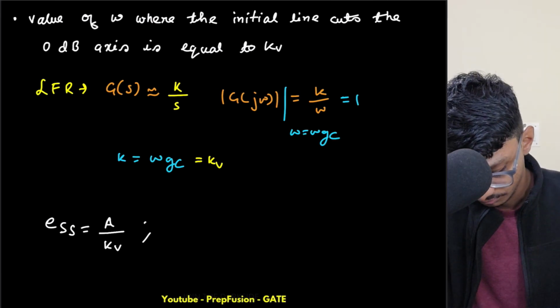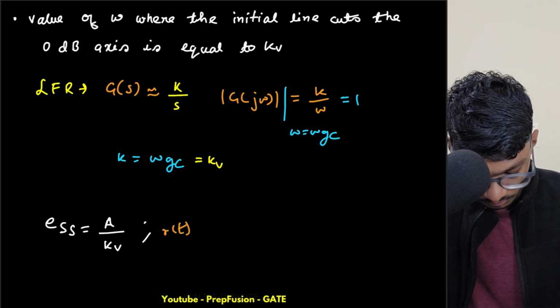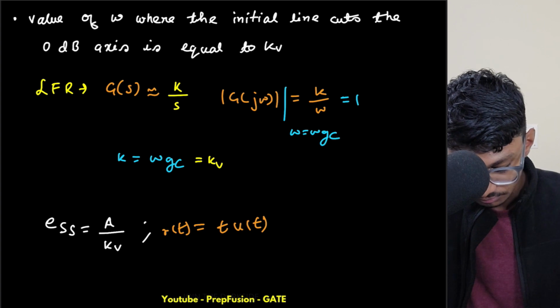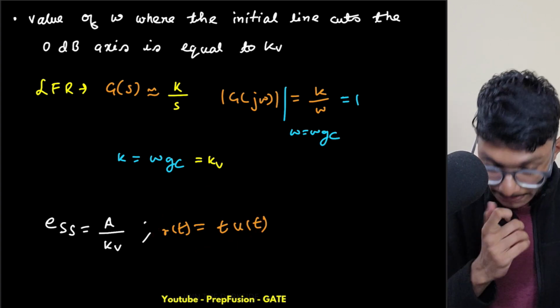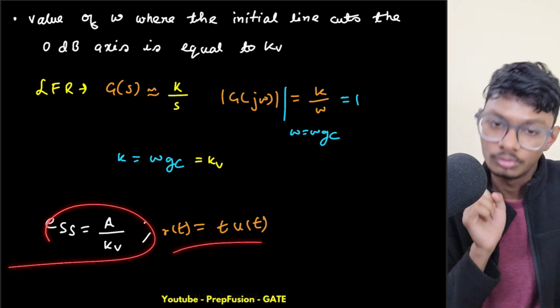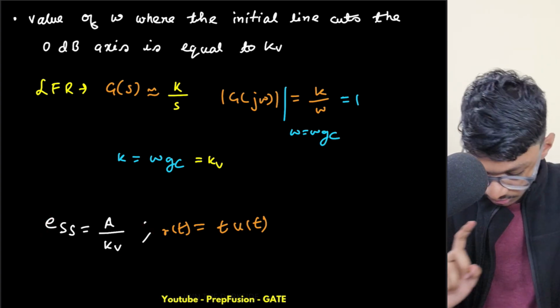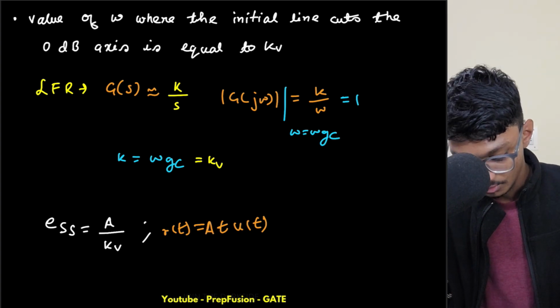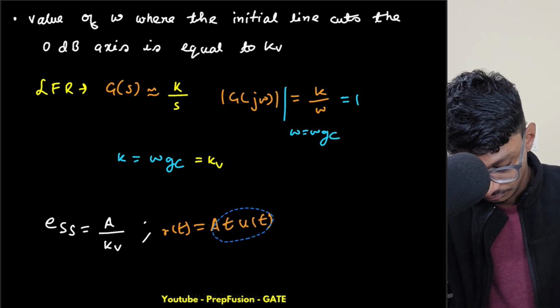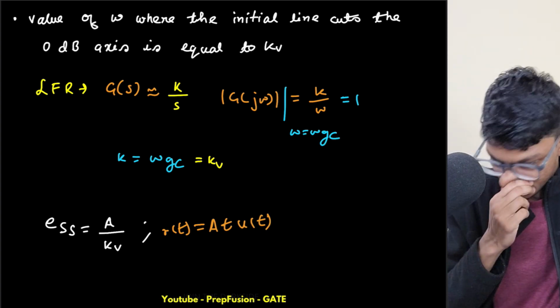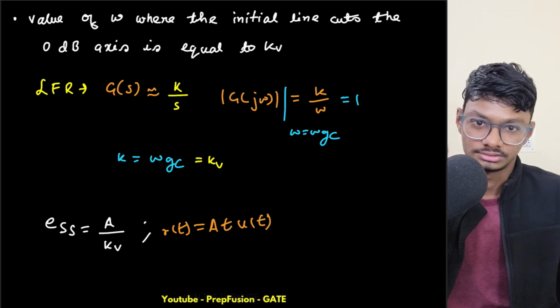For r of t equals t u of t, that is what my input is. For this input only, the steady state error will be something like this. This is not only A, this is A t u of t. So yeah, this is the coefficient. I won't derive it, we don't have time. I will derive it in the steady state error part.